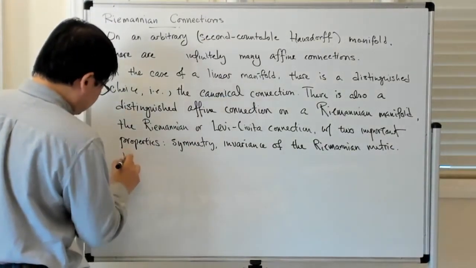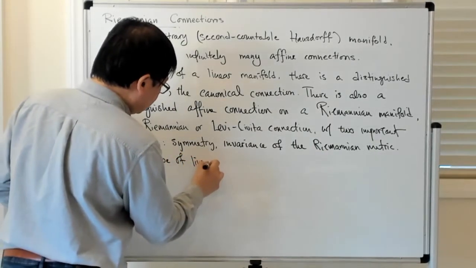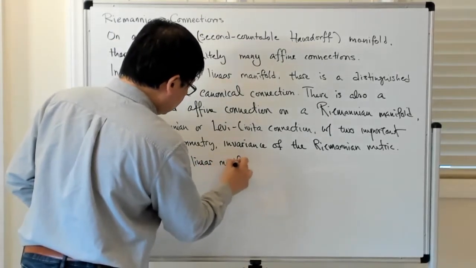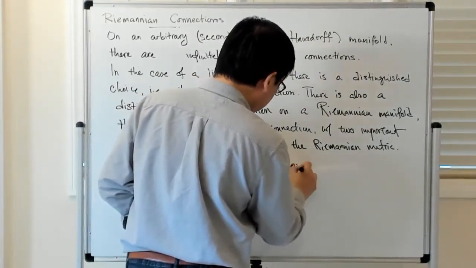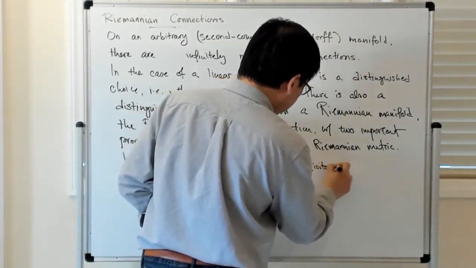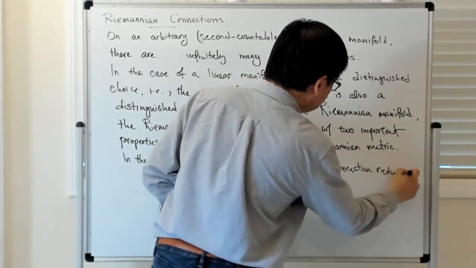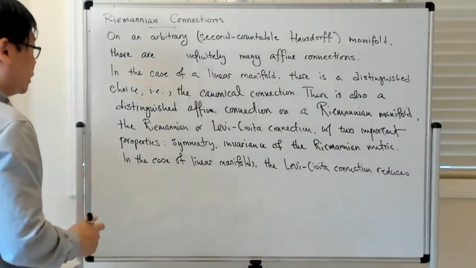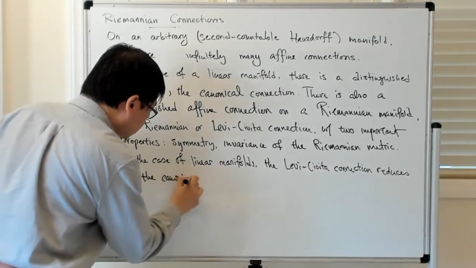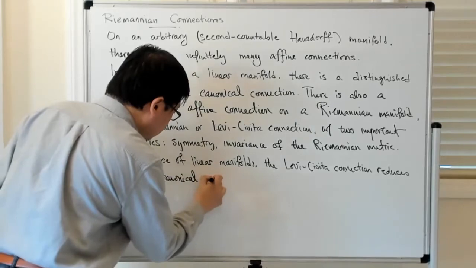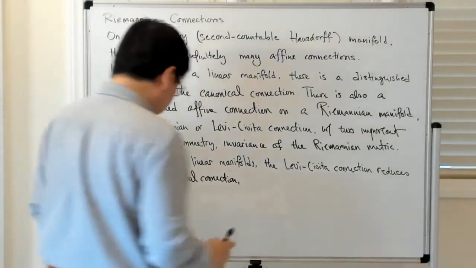Okay. So in the case of linear manifolds, the Levi-Civita connection reduces to the canonical connection, otherwise known as the classical directional derivative.